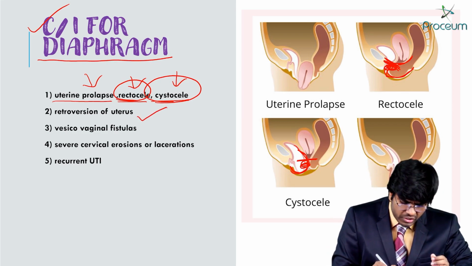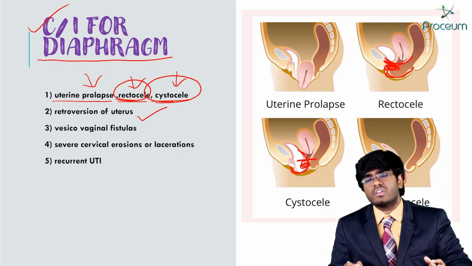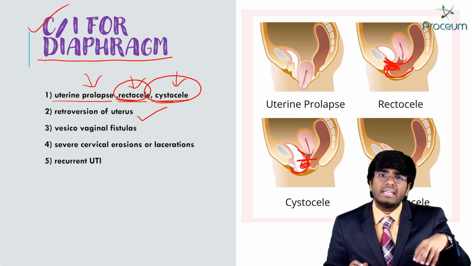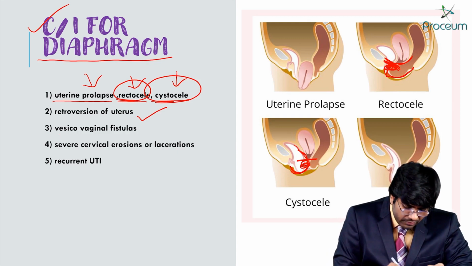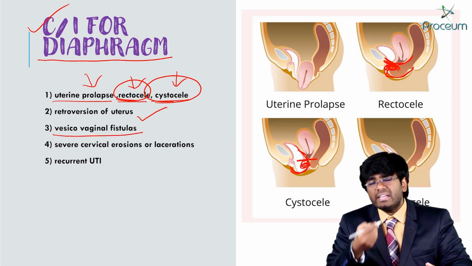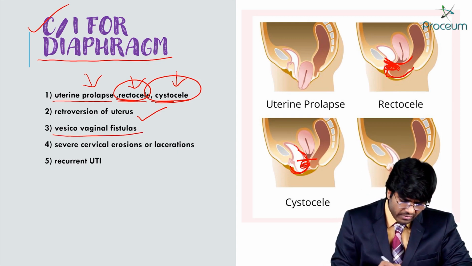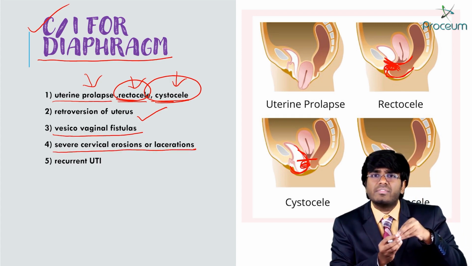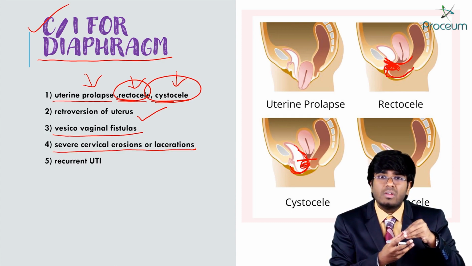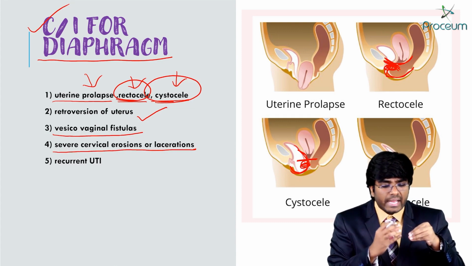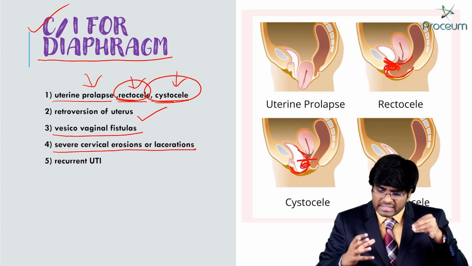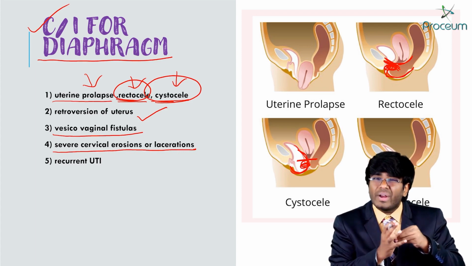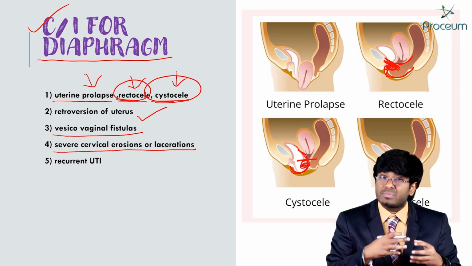And even in retroversion of the uterus, don't use diaphragms. Why? Because the diaphragm can easily displace at any time. And if there is already a vesicovaginal fistula, don't use a diaphragm. And severe cervical erosions or lacerations: the cervix already has lots of erosions, it's already red, hot, tender, with lots of lacerations. In that condition, when you try to put some material over it, because of abrasions, the condition is more aggravated.